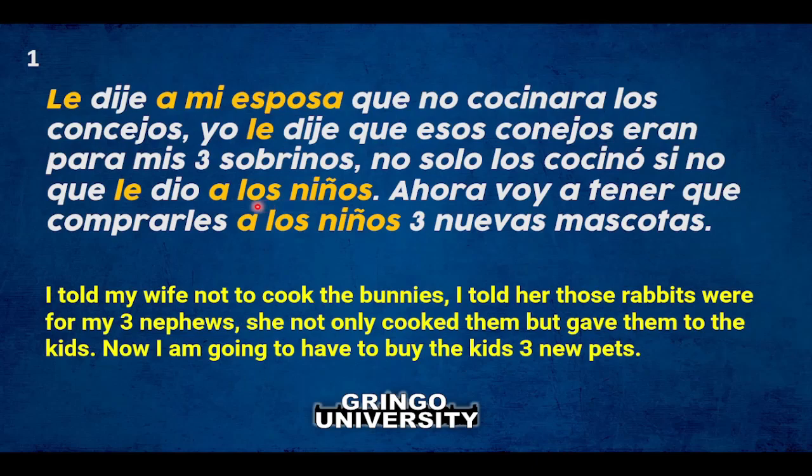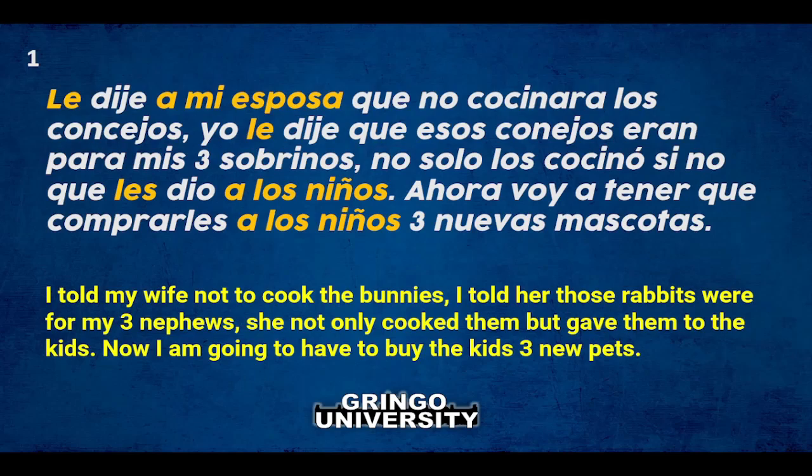Okay, los niños is plural. So this is les because they're receiving the action of the verb to give, dar. And then I have to explain what this le is for. A los niños. Ahora voy a tener que comprarles a los niños 3 nuevas mascotas.